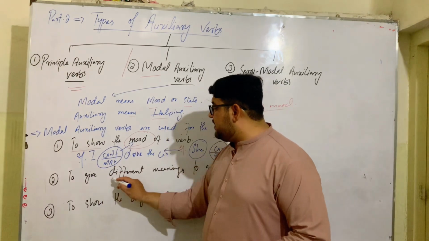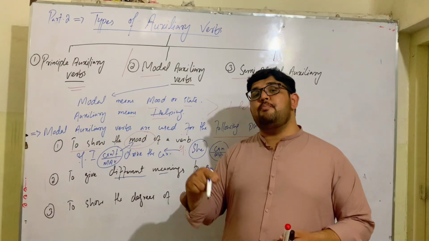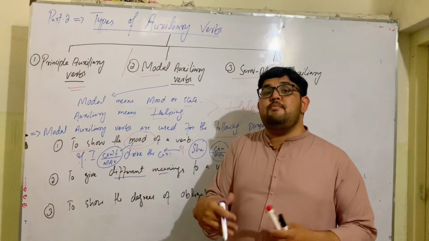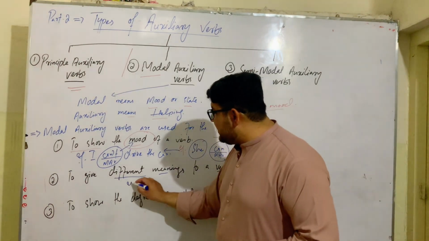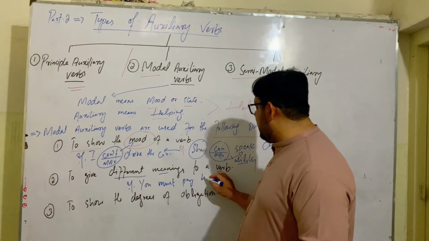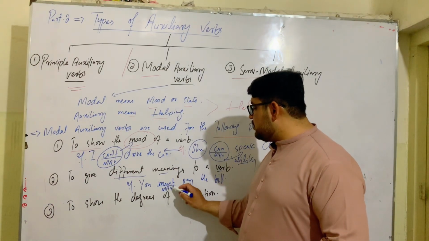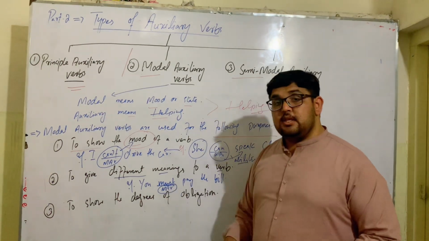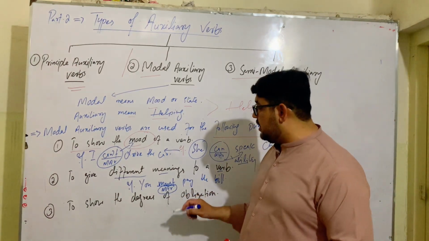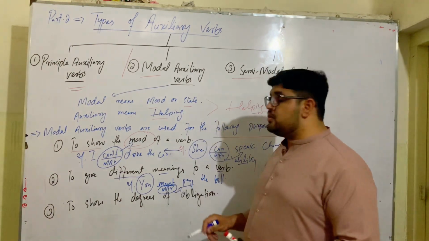The second is to give different meanings to a verb. Different modal auxiliary verbs are used to give the verb different meanings. For example, if I say that you must pay the bill, so must is a modal auxiliary verb. It shows a strong obligation. There is a strong obligation. This subject is strongly obliged to pay the bill. There is no denying it.